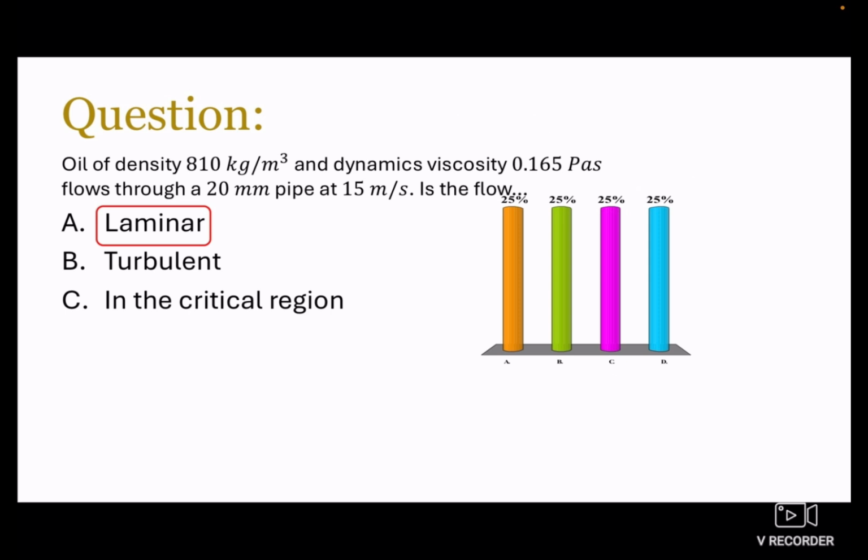A question for you. Oil of density 810 kg per meter cube and dynamic viscosity 0.165 pascal second flows through a 20 mm pipe at 15 meter per second. Is the flow A, laminar, B, turbulent, C, in the critical region?